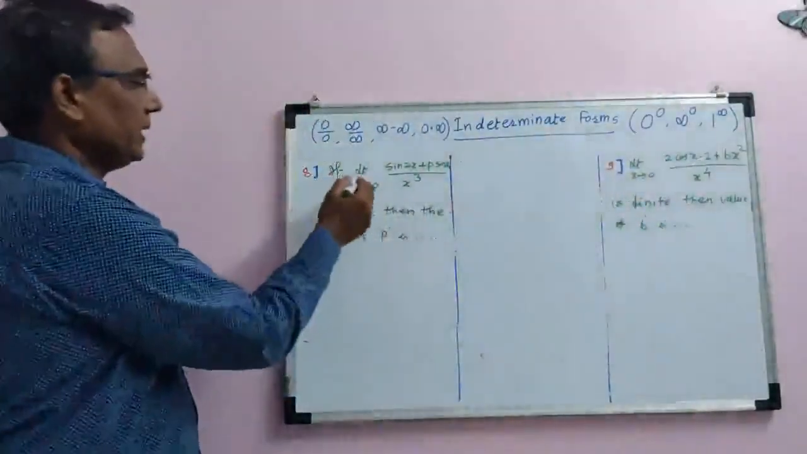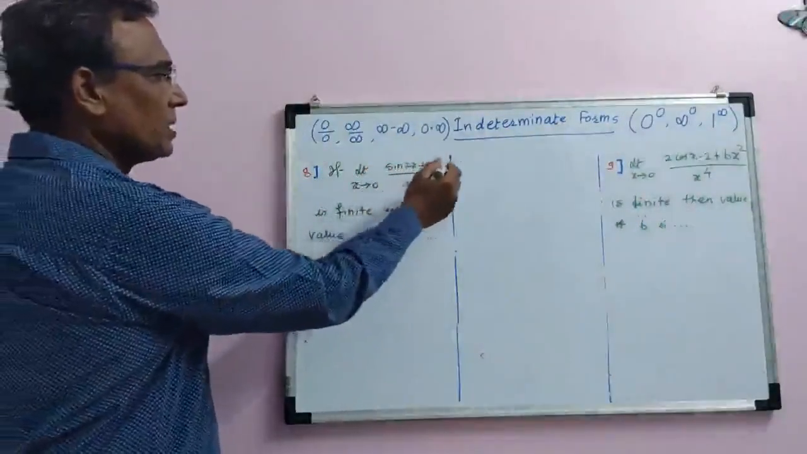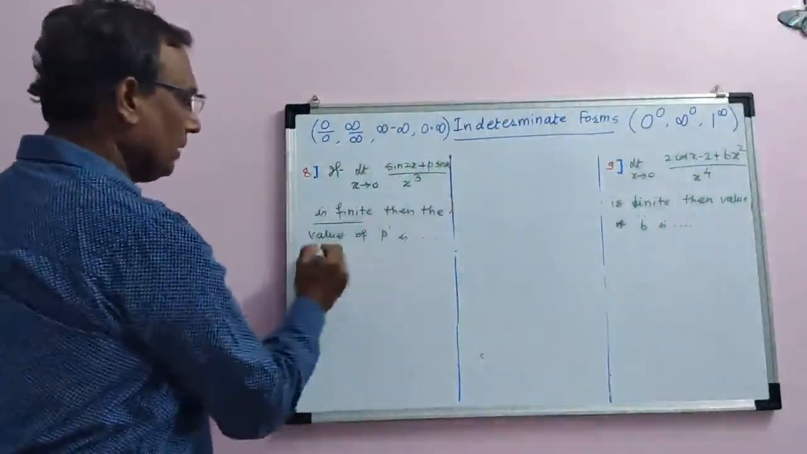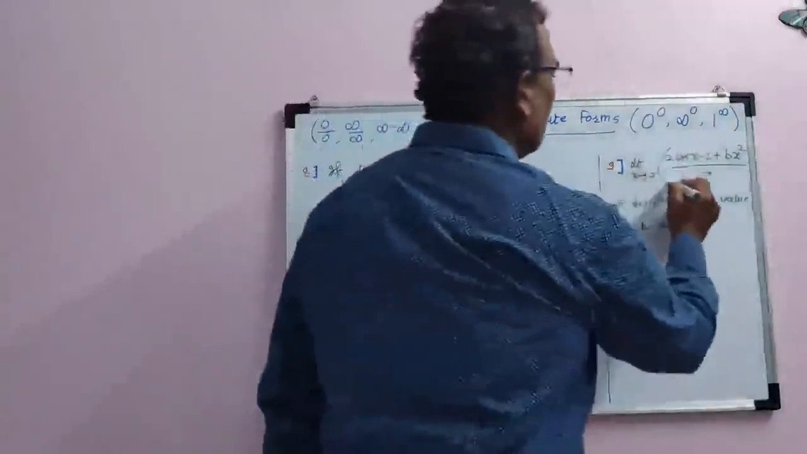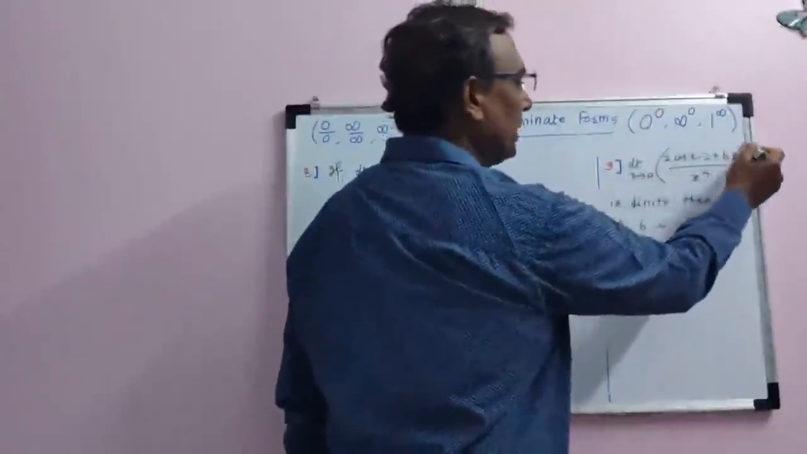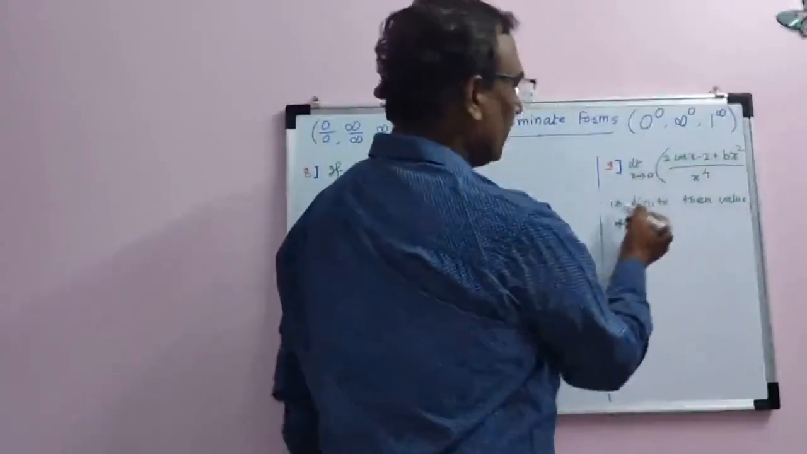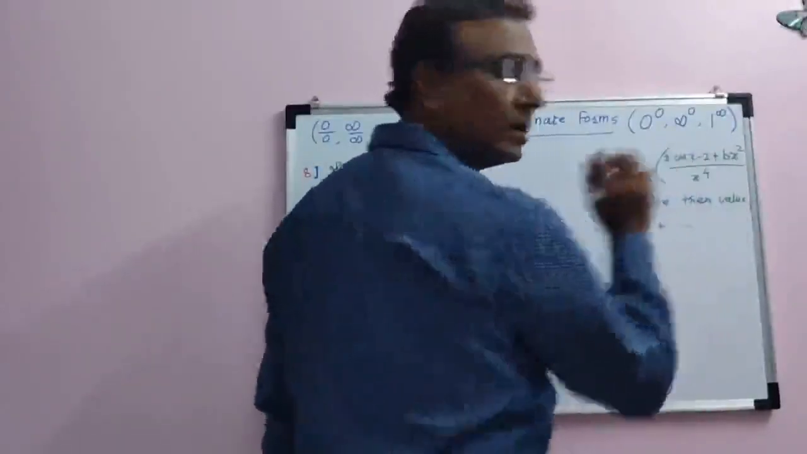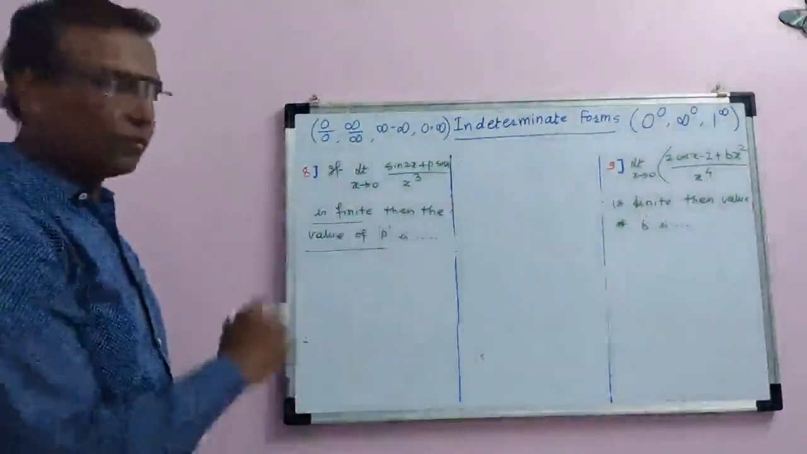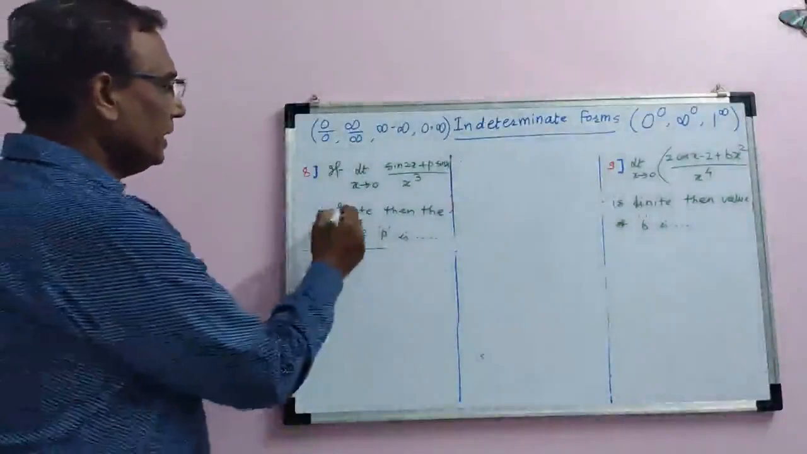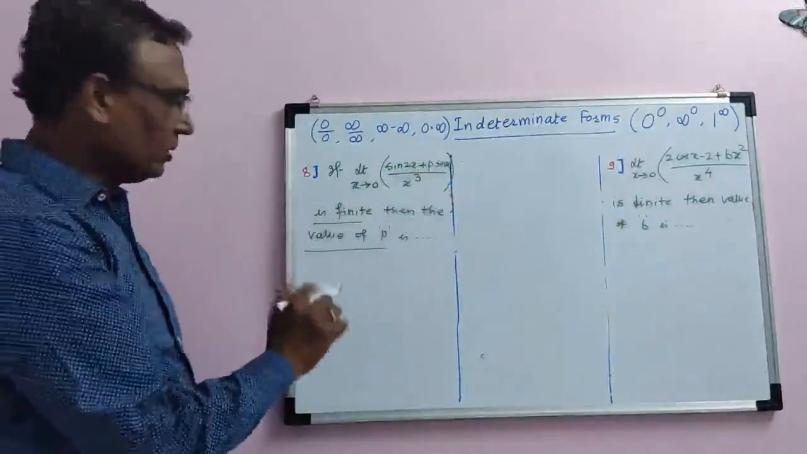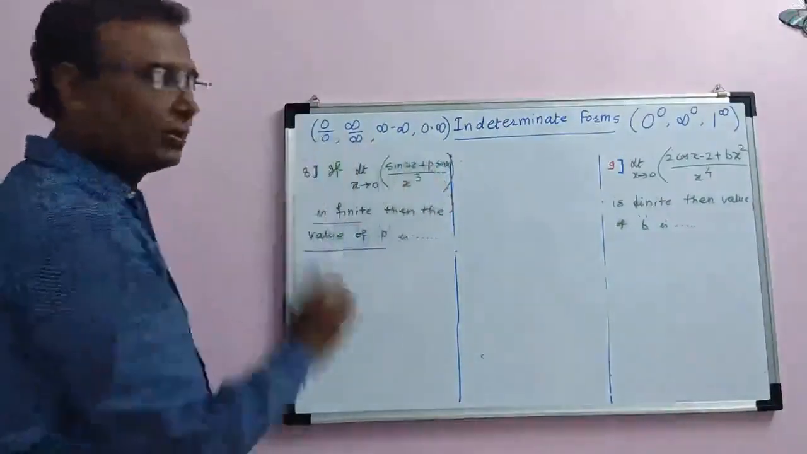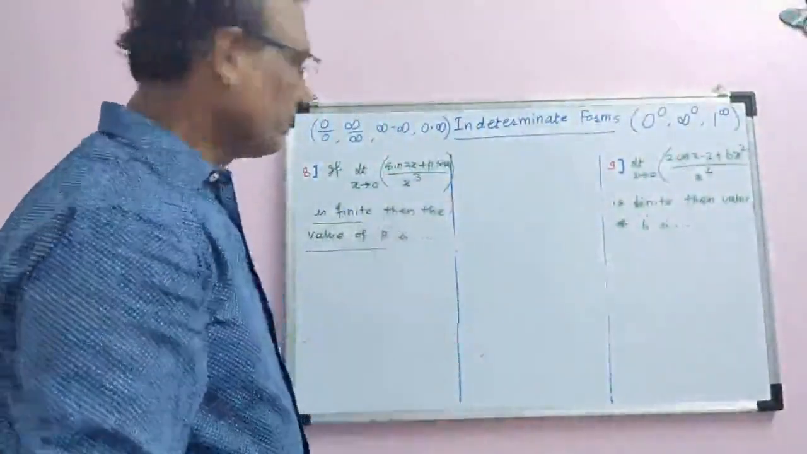If limit x tends to 0, (sin 2x plus p sin x) by x cube is finite, then the value of p is required to be found. A similar kind of problem: limit x tends to 0, (2 cos x minus 2 plus bx square) by x to the power 4 is finite, then value of b is required to be found. The options I have not written. See, here the limit of this function is finite, limit is not required to be found, only value of p, this parameter we have to find. Here value of b we have to find. The limit is finite, that statement is there.